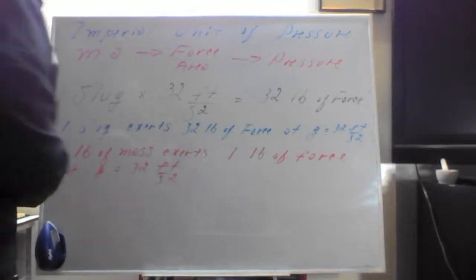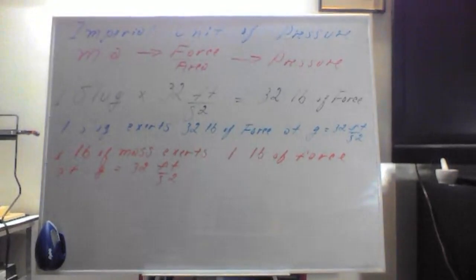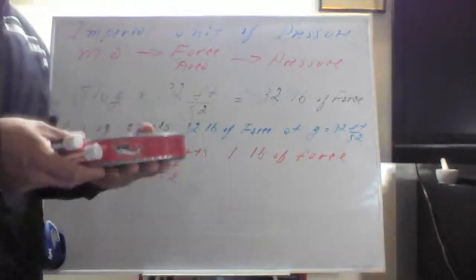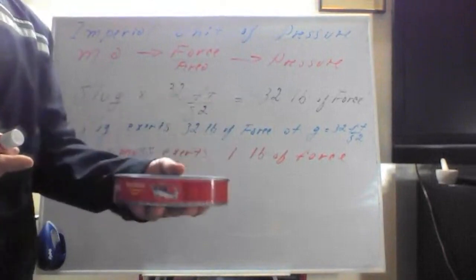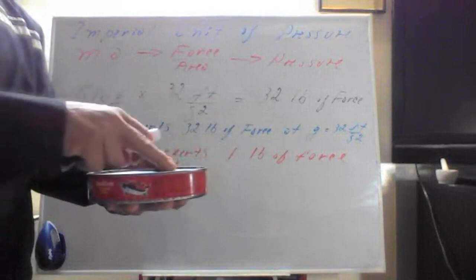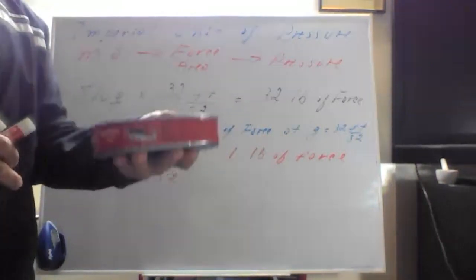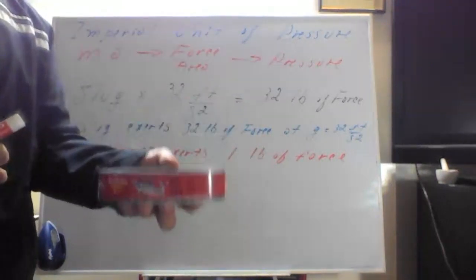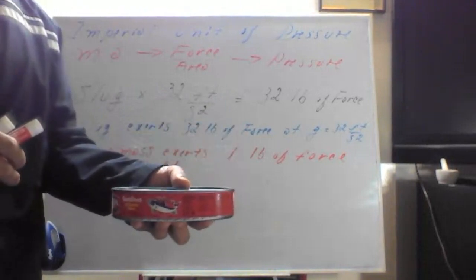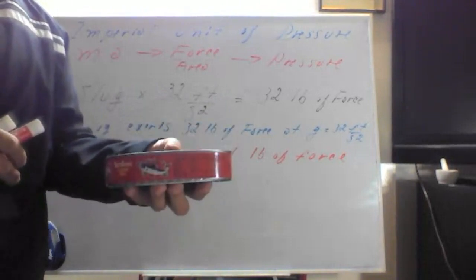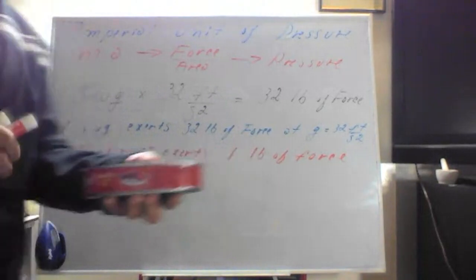Remember, we used some cans, and they weighed a little bit more than 1 pound. So if this was exactly 1 pound, it would exert 1 pound of force in the Earth's gravitational field. Because it's 1 pound and 1/2 ounce, it exerts a little bit more than 1 pound of force.